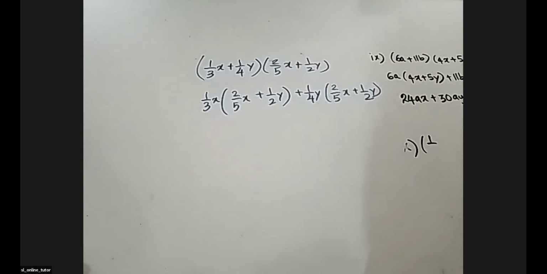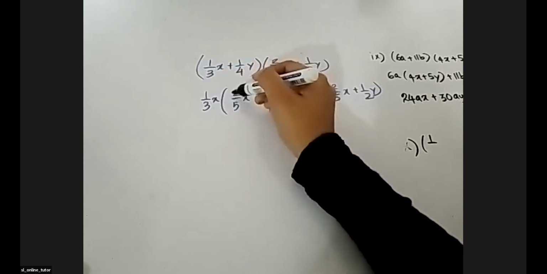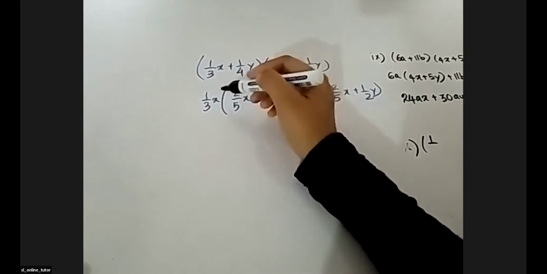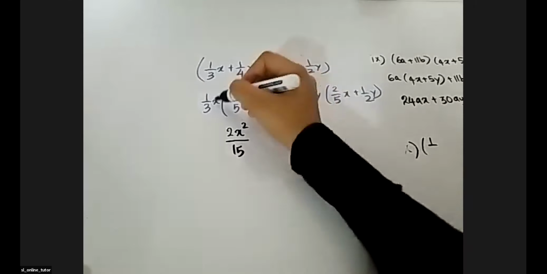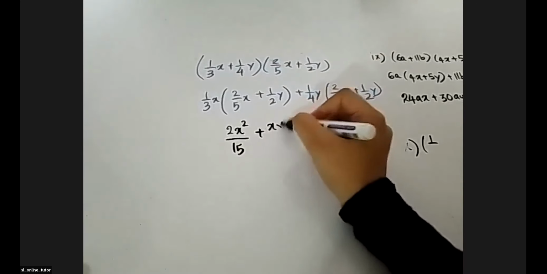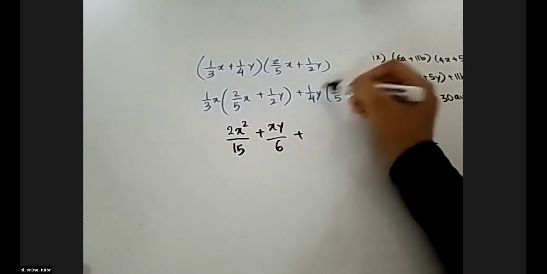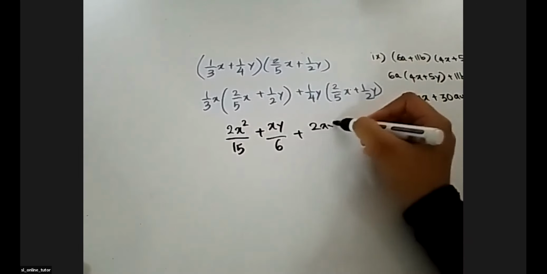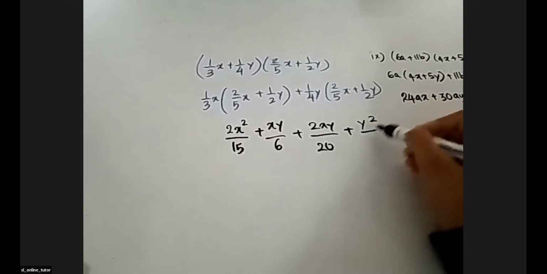Now how do we multiply this in a very easy way? Usually in fractions, when we are multiplying, we don't consider the denominators. We can just multiply them. So x into 2x, we are getting 2x squared and here 15. x into y, xy, 3 into 2, you get 6. Again, y into 2x, that is 2xy, 4 into 5, 20. y into y squared, 4 into 2 is 8.